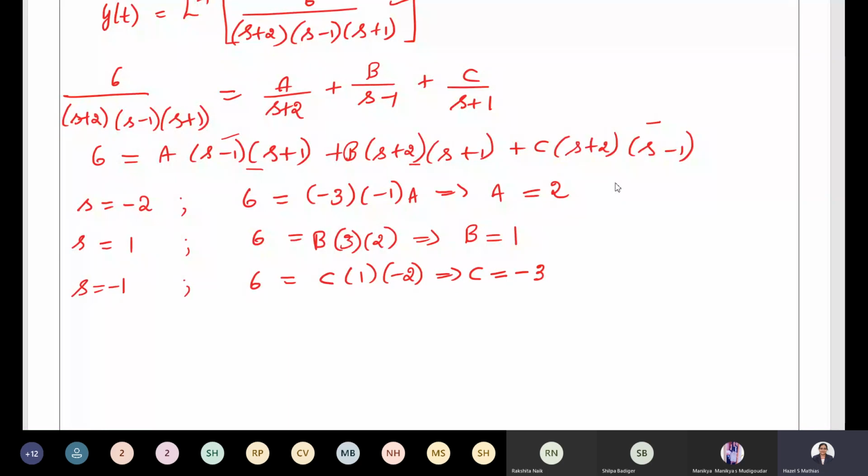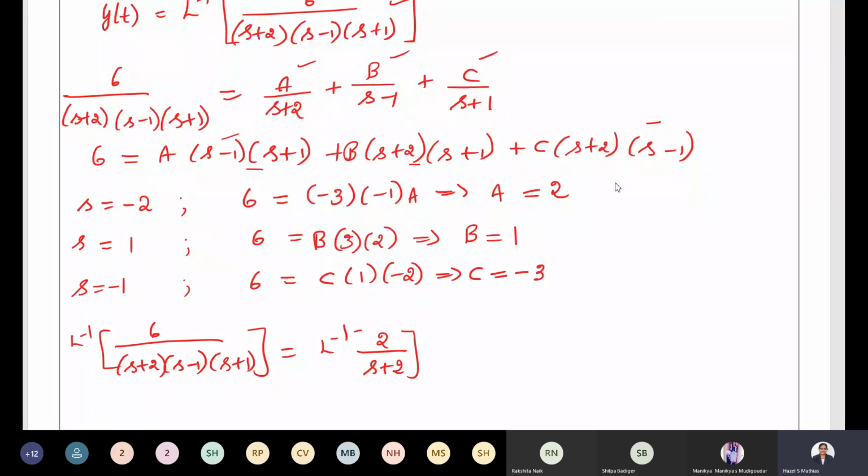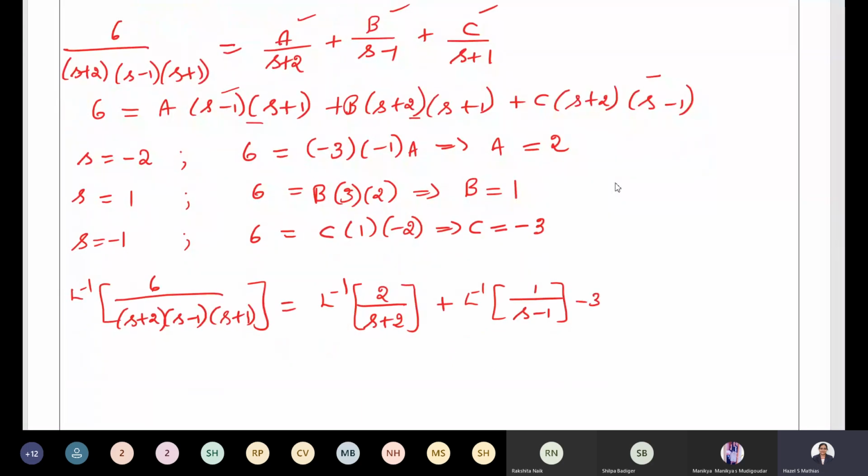Okay, next we will find the inverse Laplace transform. So what will be L inverse of 6 divided by s plus 2 into s minus 1 into s plus 1? Here you have to substitute A, B and C. A value is 2, so it will be L inverse of 2 divided by s plus 2. Then plus, B will be 1, so L inverse of 1 divided by s minus 1. Then C is -3, so you will have -3 into L inverse of 1 by s plus 1.